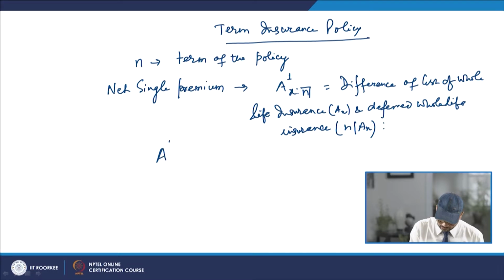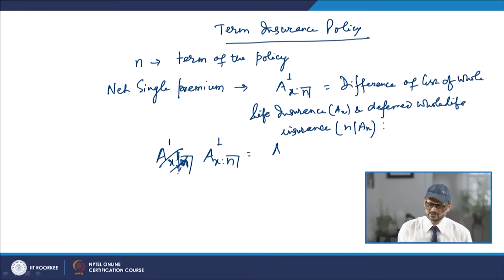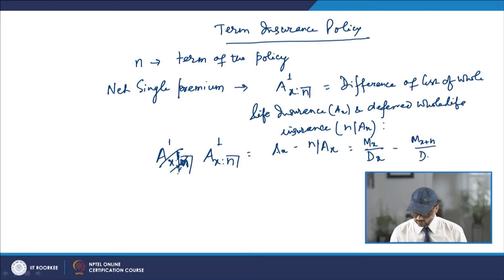So you can write A^1_{x:n}, and that will be A_x minus n|A_x. We have already got the expressions for the cost of whole life insurance, that is M_x upon D_x, and similarly the cost of the deferred whole life insurance, that will be M_{x+n} by D_x. It's basically deferred by the term of the term policy, n years. So it will be M_x upon D_x minus M_{x+n} by D_x. So it will be M_x minus M_{x+n} by D_x.